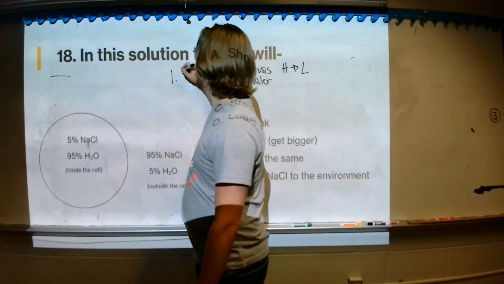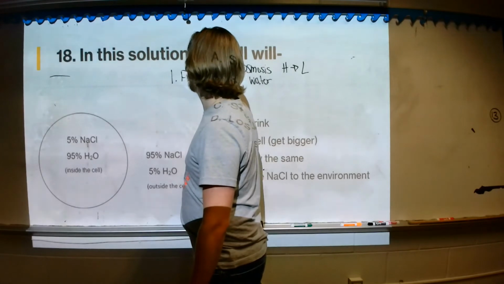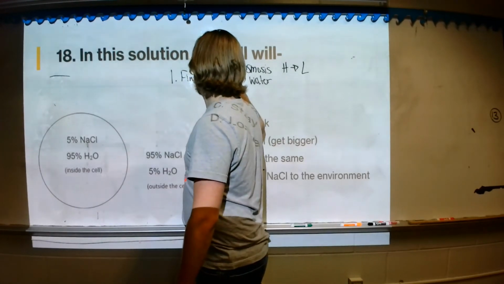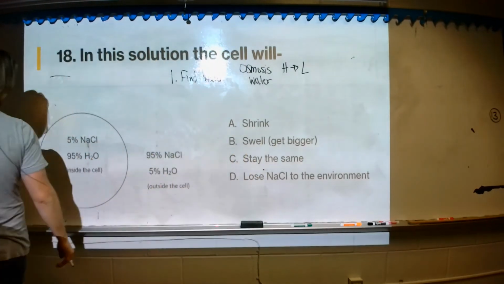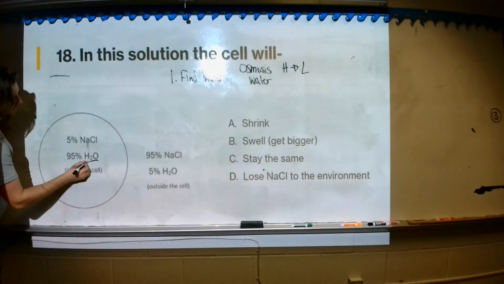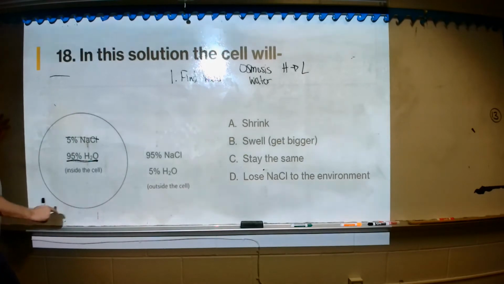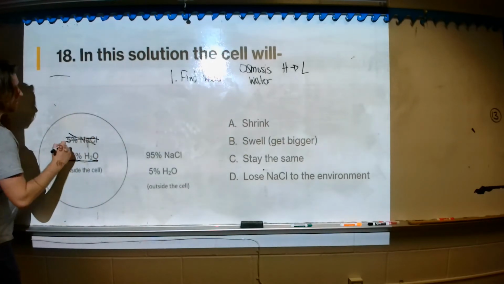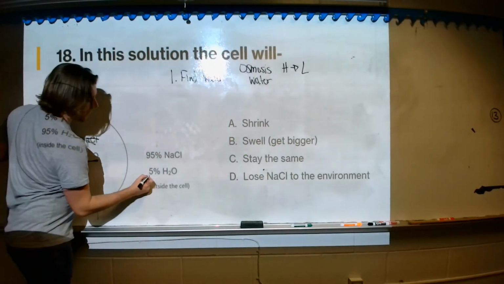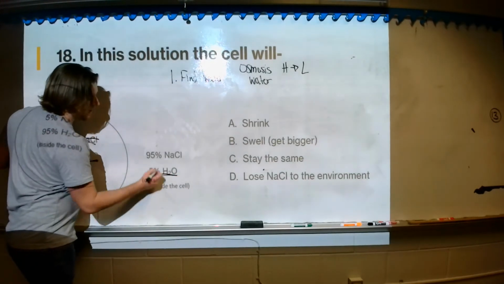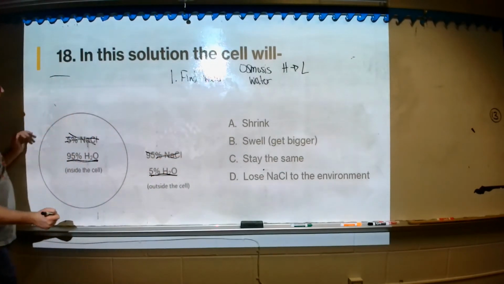Number 1, I've got to find my water. Now it's either going to be there or I'm going to have to use math and figure it out. But luckily, it's right here, 95% water. I'm going to get rid of this. I don't need it. Over here, I have 5% H2O. So again, I don't have to do math. I can get rid of this.